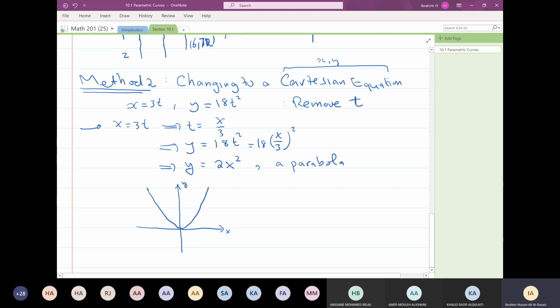What remains now? You identified it, you described it, it is a parabola. You graphed it, it is a general parabola. What remains is what now? Direction.